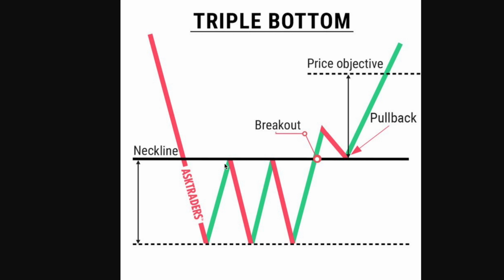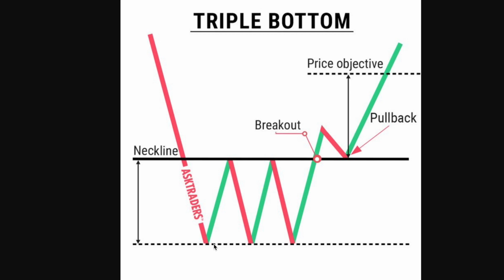So to put it as simple as possible, it is when price is in a strong downtrend and it breaks through a previous support level. In this case, we'll be calling it the neckline, right? And then it finds 3 bottoms consecutively at the same level, right? So price came down, broke through support, found new support.